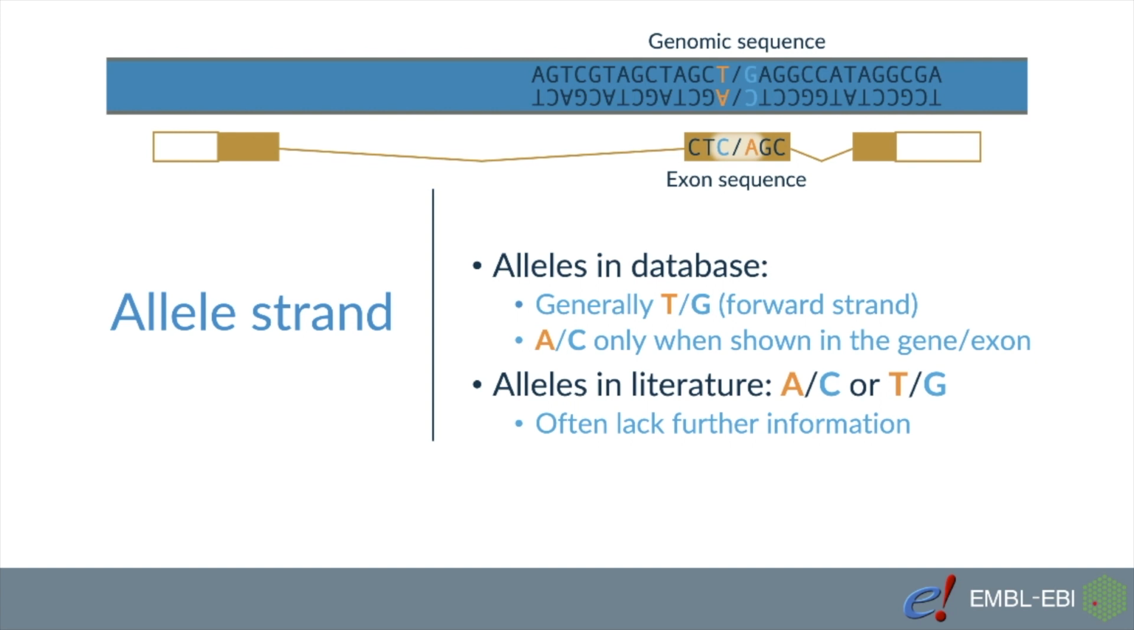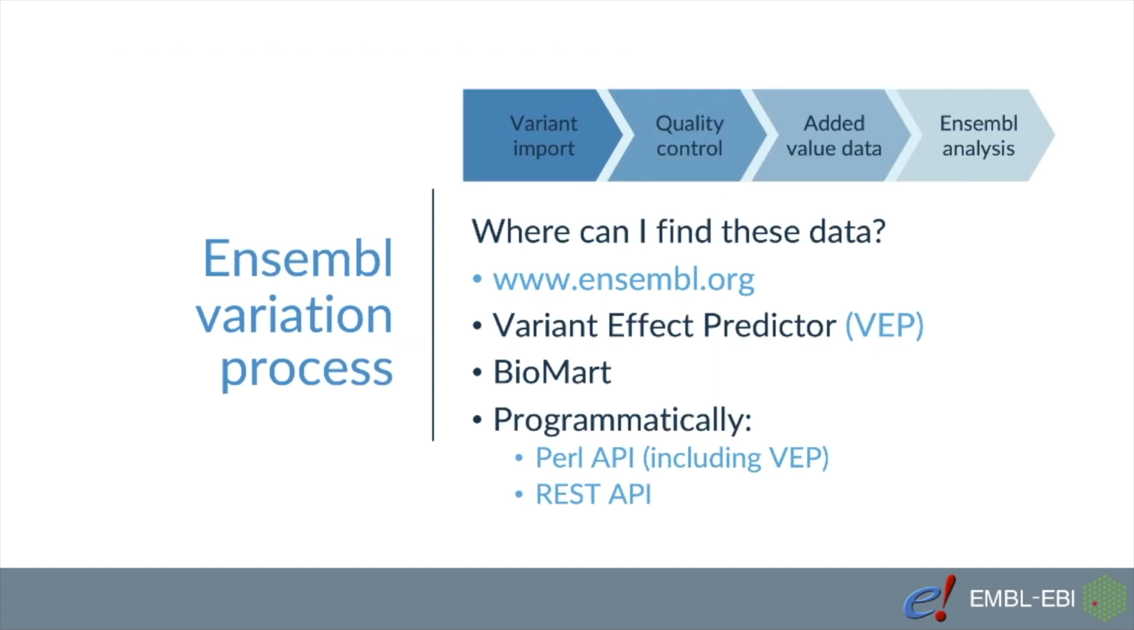However, if you're looking at the sequence of a reverse-stranded gene, like in that example, we're going to show you the alleles as they are in the gene or the exon. The literature is a bit of a minefield, as people report the alleles on either strand as they want, and often they don't even indicate which strand they were reported on. So bear that in mind.